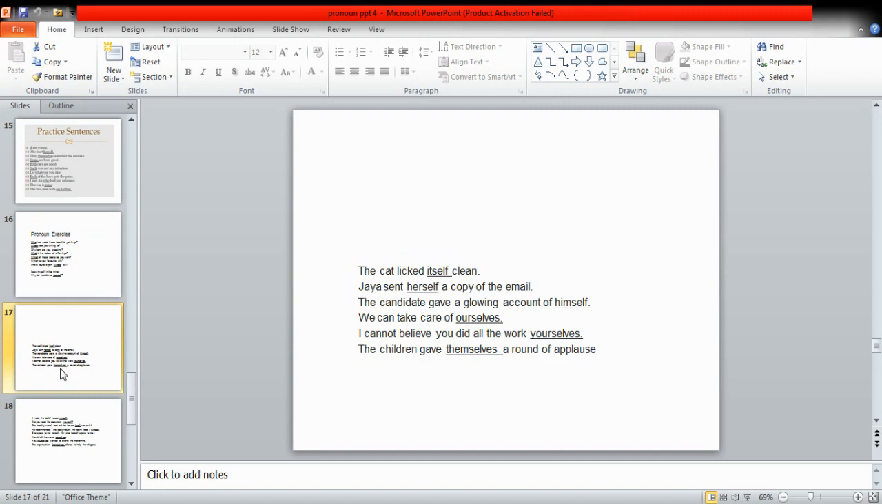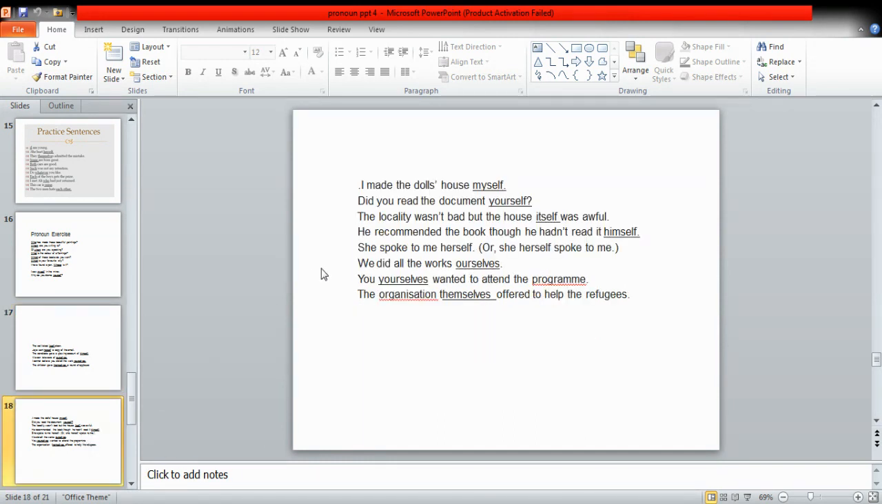So itself, herself, himself, ourselves, yourself, and themselves. If you read out all these sentences, they are all words which are acting as an object in a sentence. So they are all reflexive pronouns. Then we come to the next example. I made the doll's house myself. Now, I made the doll's house. It was a complete sentence. It means that myself is over here just to put the emphasis on the subject pronoun, that is I.